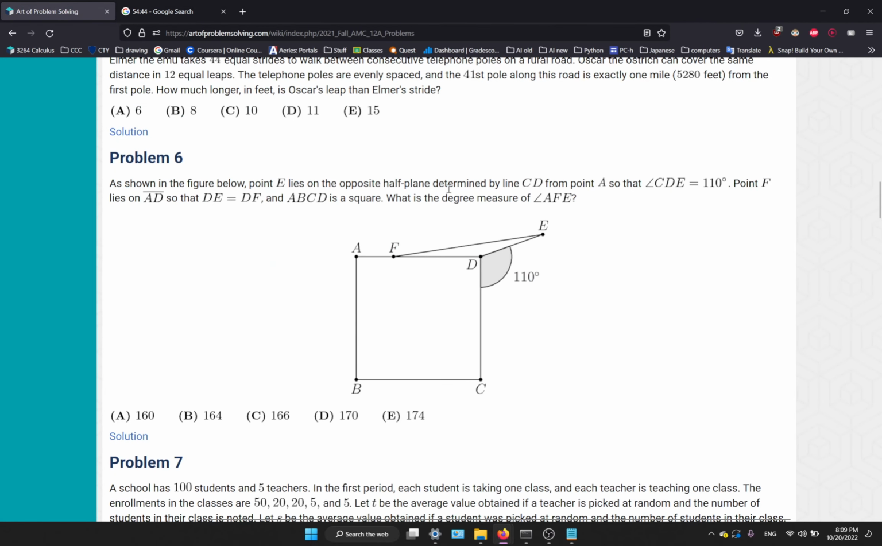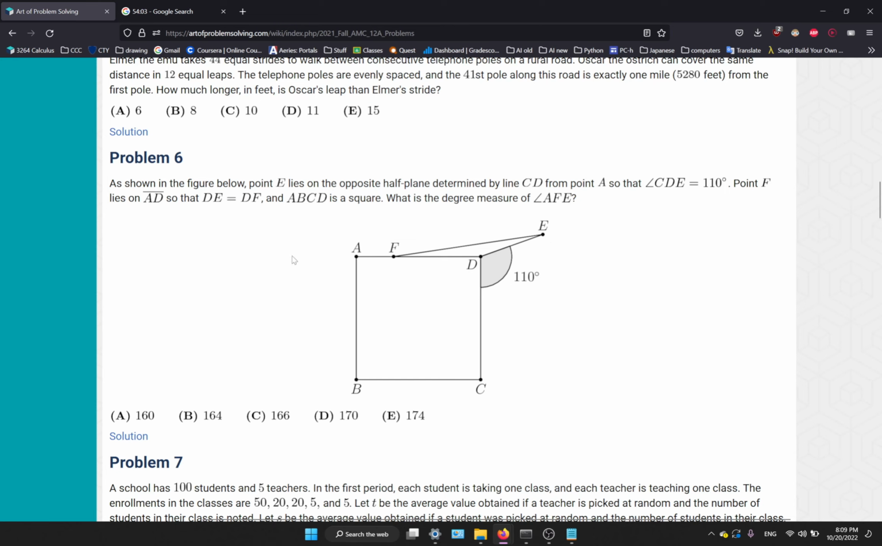Problem 6. As shown in the figure below. Okay, this is geometry. Point E lies in the opposite half plane determined by line CD from a point A, so that angle CDE is equal to 110 degrees. Point F lies on AD so that DE equals DF, and ABCD is a square. What is the degree measure of AFE? So they're asking about AFE, this angle here.